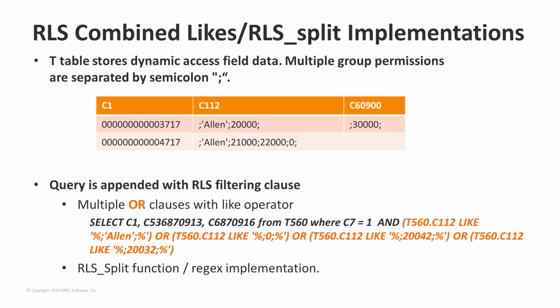The RLS implementation used across all the forms can be configured at system level. The default system level implementation is Combined Likes. It can be changed to the RLS split implementation by configuring the disable new RLS implementation setting to false. It is possible to configure a different implementation for a specific form. For doing that, you need to define the RLS algorithm property via Dev Studio on that form.